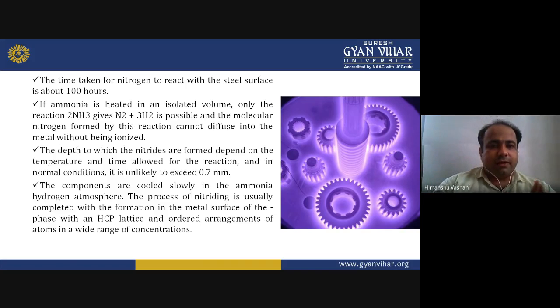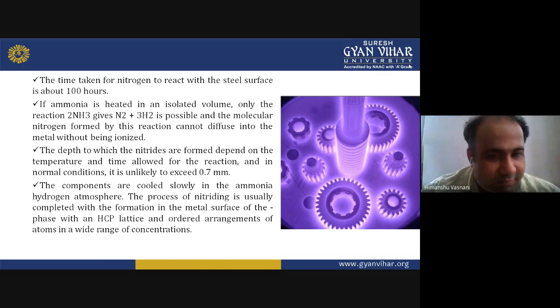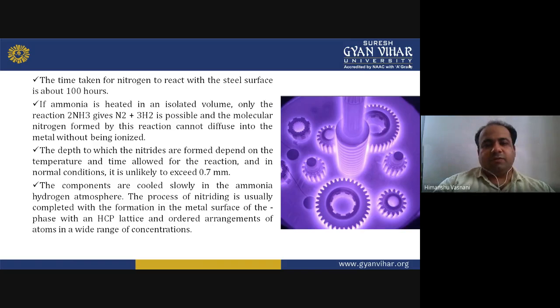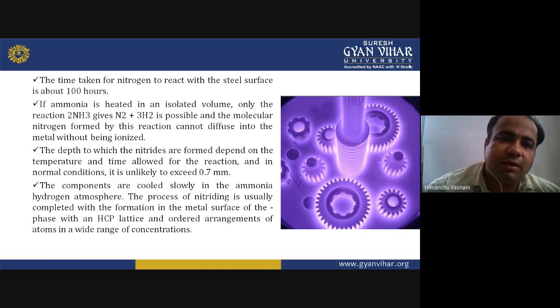Okay, now here the temperature and time are important. So time and temperature allowed for this reaction. And the normal condition is unlikely to exceed 0.7 mm. The components are cooled slowly in the ammonia hydrogen atmosphere, and the process of nitriding is usually completed with the formation in the metal surface of the phase with an HCP lattice and order and management of atoms in a wide range of concentration. Okay.